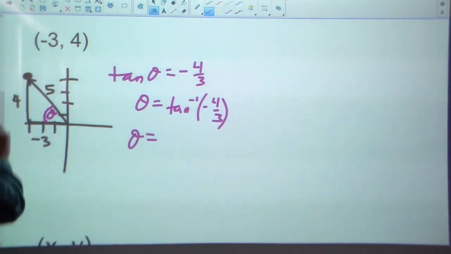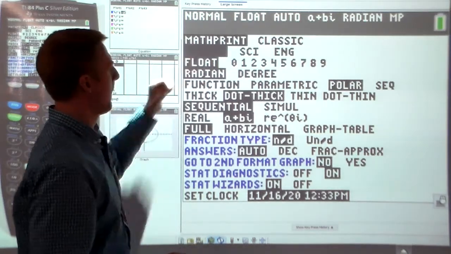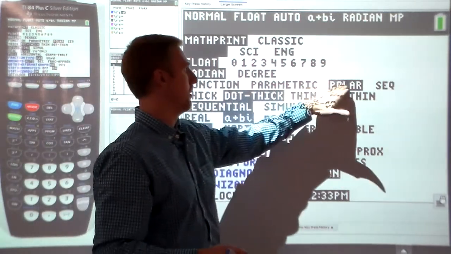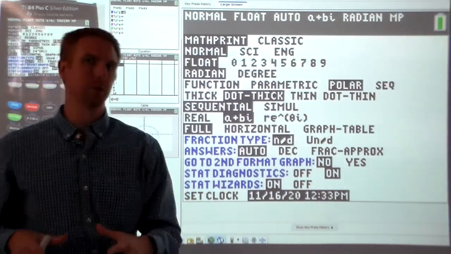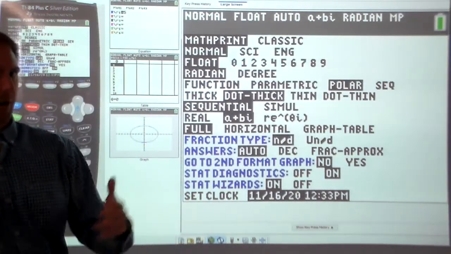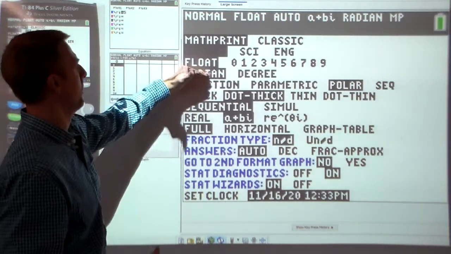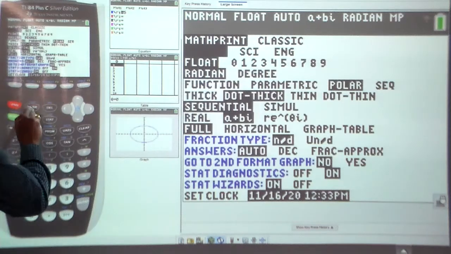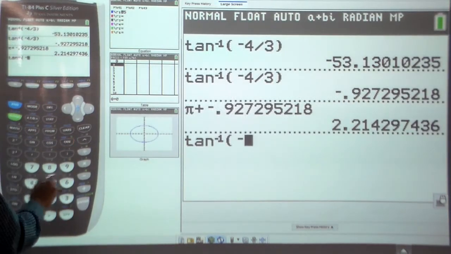It's not too bad. So in your calculator, let's make sure that we are in radian mode. Now, I've set this into polar mode, but that's really not going to affect the answer on this problem. If it makes you feel better, you can change it to polar right now, but you really don't need to for this problem. We do want to be in radian mode, though. So it was second tangent, -4 over 3.